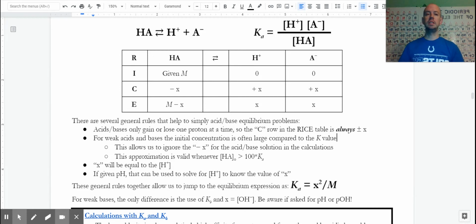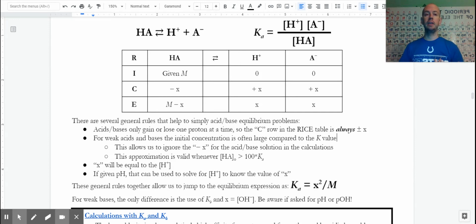But because these are weak, in almost all cases, we can think about what that means. The amount ionized relative to the initial amount is very, very small. So we ignore the minus X on that. Your textbook has great examples proving how this ends up the same whether we do our minus X or not, which is great to see.